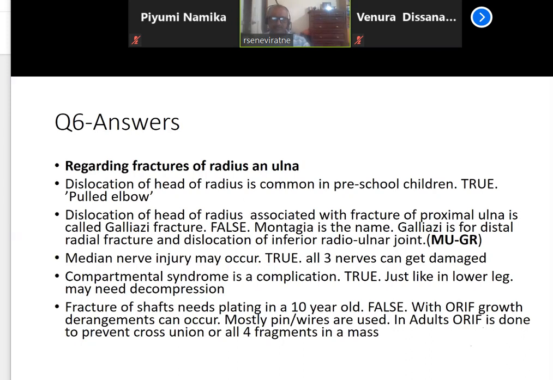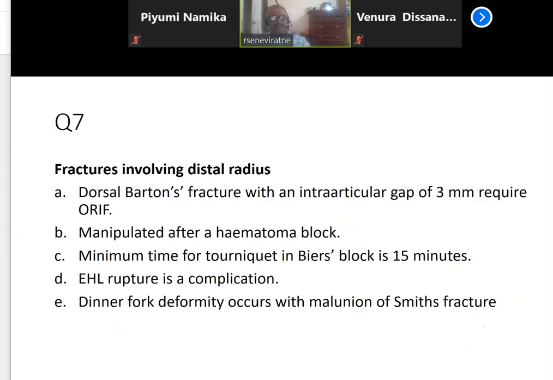Rest we have discussed. Fractures involving distal radius. Can somebody please answer? Dorsal Barton fracture with an intraarticular gap of 3 millimeters requires internal fixation. What is a Barton fracture?